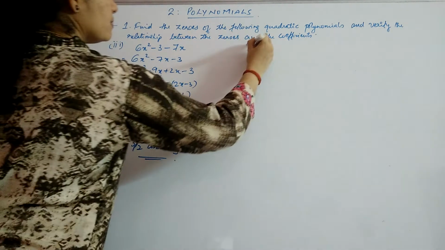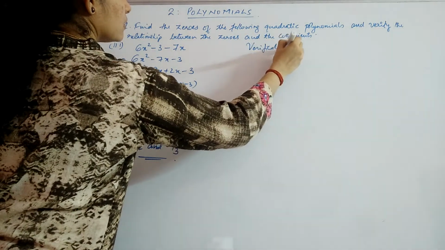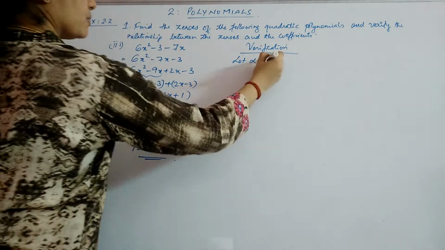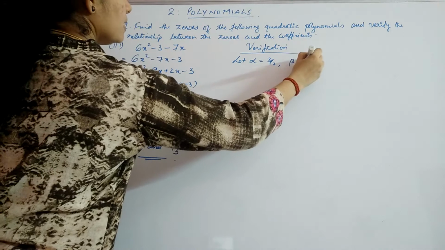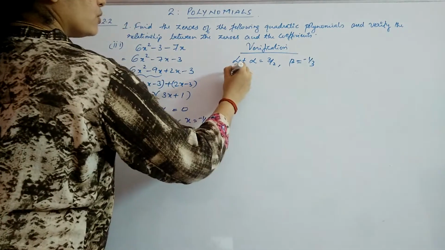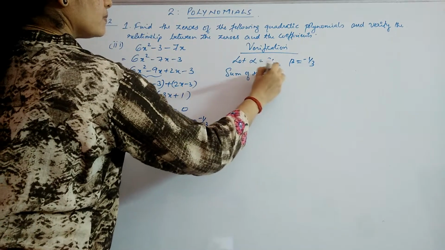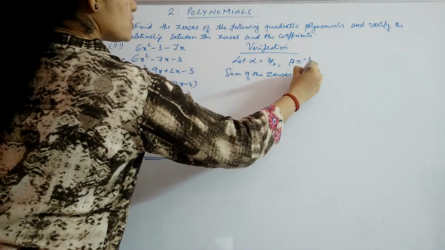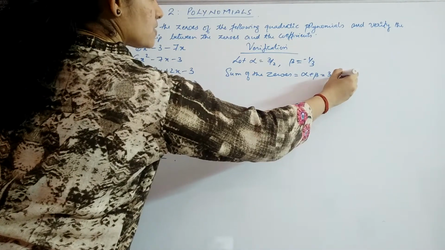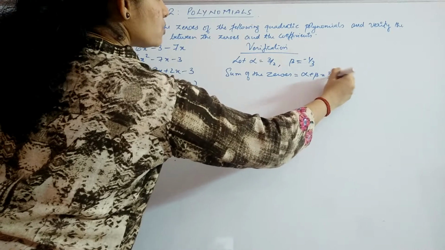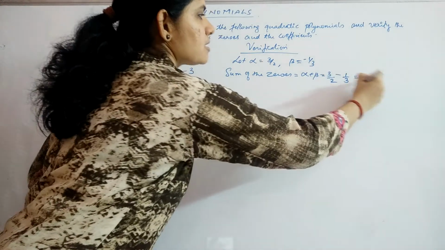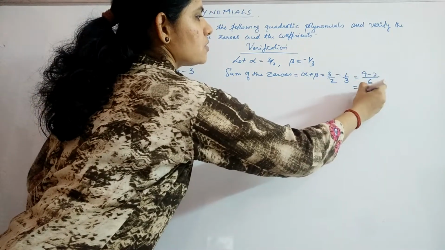Now for the verification part, you will take one value as alpha. Suppose alpha is 3 by 2, then beta will be minus 1 by 3. Okay. Now you have to go for the sum of the zeros. Sum of the zeros is equal to alpha plus beta, which is 3 by 2 plus minus 1 by 3, giving 3 by 2 minus 1 by 3. With denominator 6, this gives 9 minus 2, which is equal to 7 by 6.